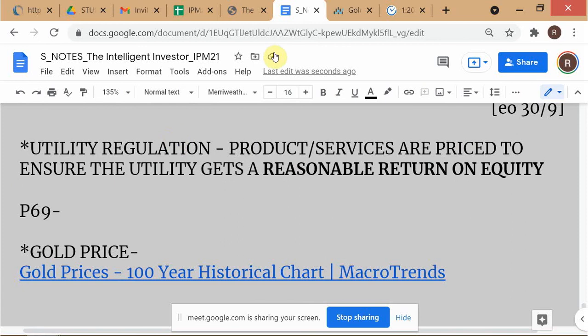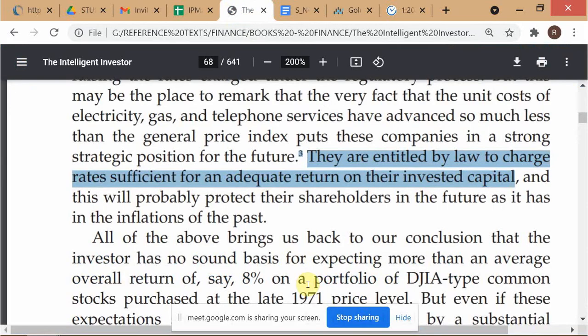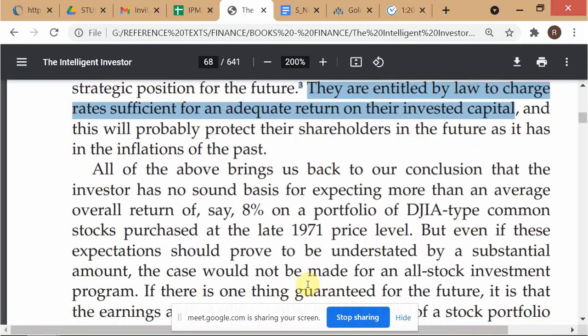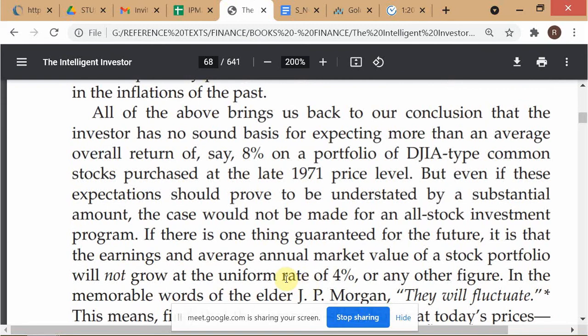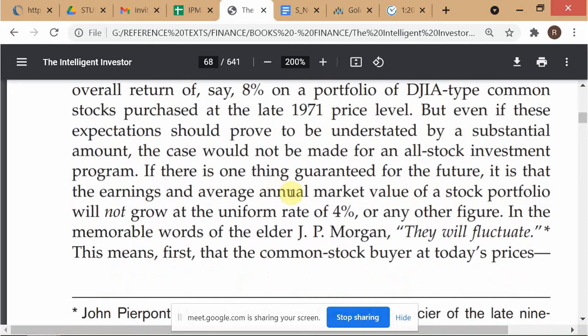So now we go to page 69. Nothing much more on page 68. Again, he is basically making these kinds of statements, which really can't predict what's going to happen. So yeah, this is a good one actually.